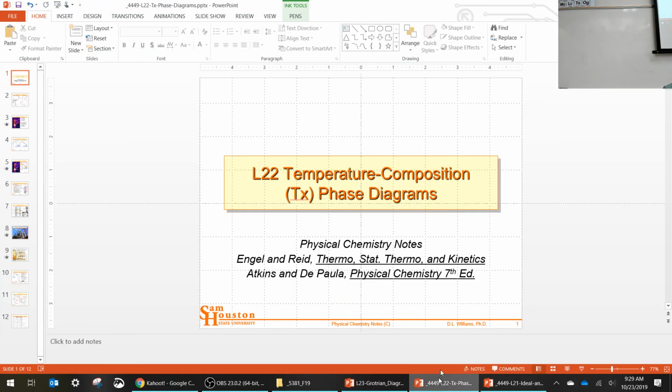Okay, let's look at the TX phase diagram.